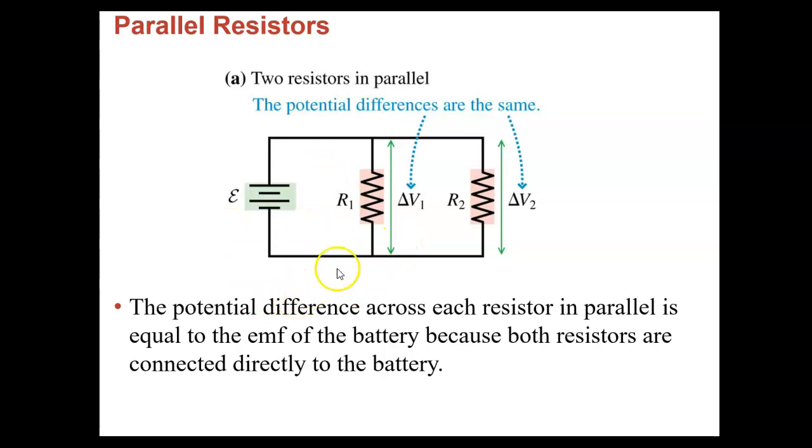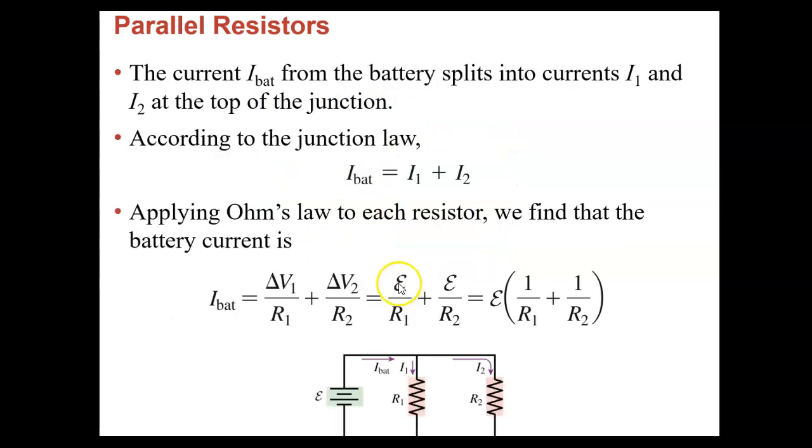So again, when we look at the potential differences across each resistor in parallel, it is equal to the potential difference of the battery because both resistors are connected directly to the battery. They each have their own individual loop. They're not sharing potential difference with anybody else. They get their own individual loop. Okay. Now we get these equivalent resistance pieces.